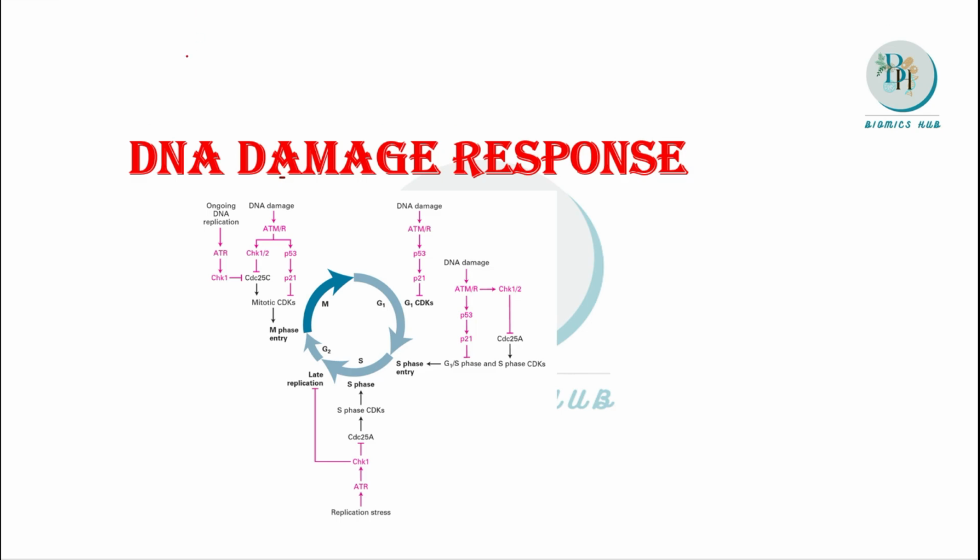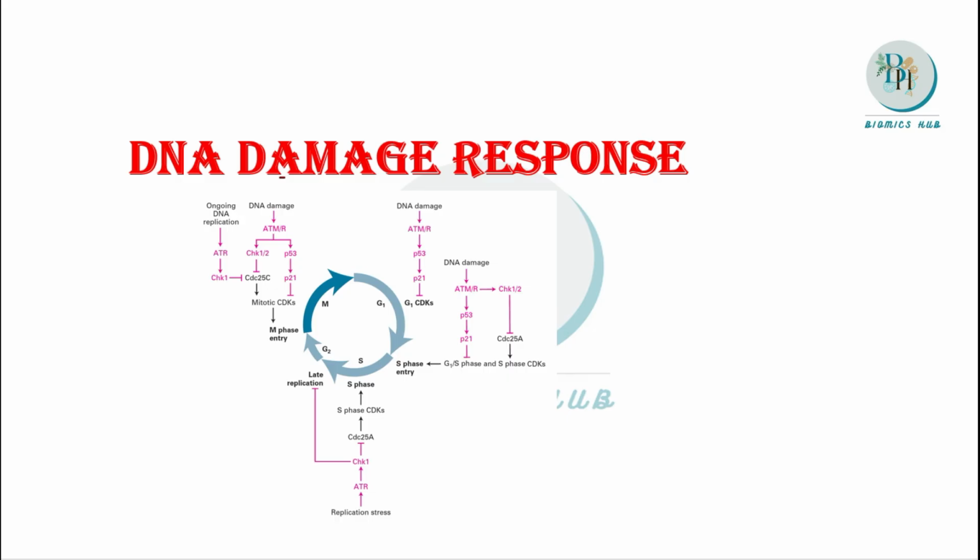Today in this video, we will be discussing the DNA damage response. When a cell is dividing, it undergoes various phases of the cell cycle, and during these phases there are checkpoints. If there is damage in the DNA, these checkpoints will not allow the cell to go from one phase of the cell cycle to the other. That means if there is damage in the G1 phase, or something required is not present, the checkpoints will not allow the cell to go into the next phase. So what happens when DNA is damaged, and how does the cell respond? We will see in this video.